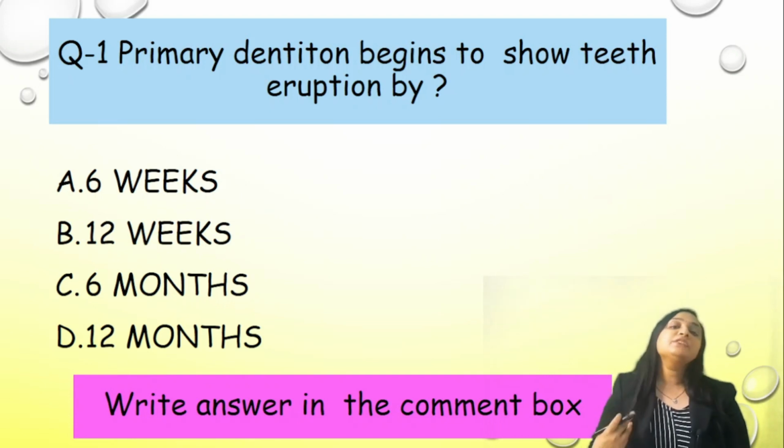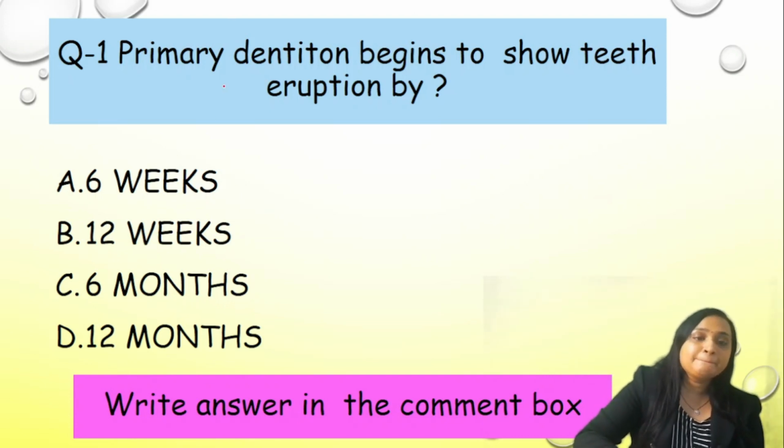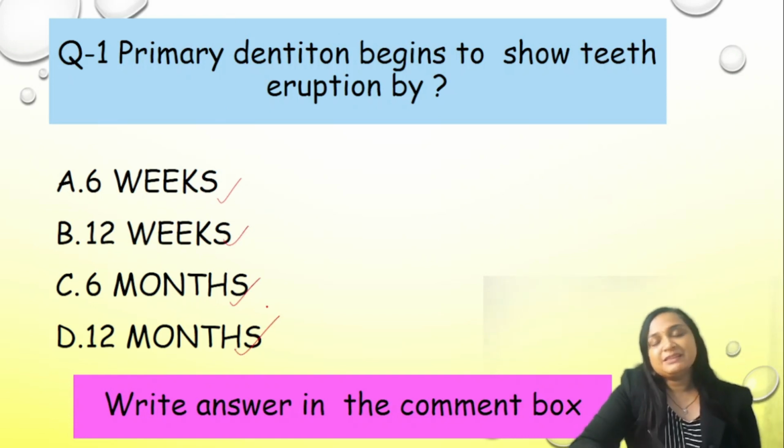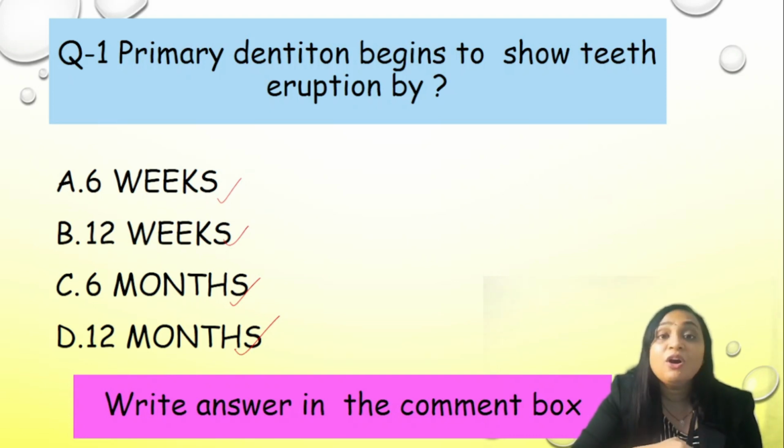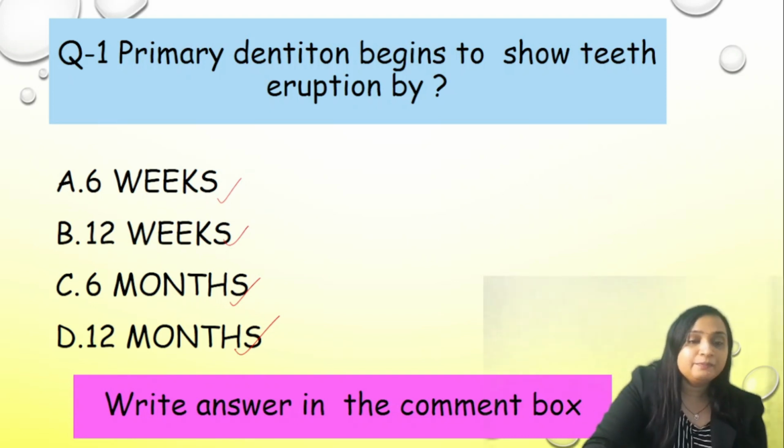Primary dentition begins to show teeth eruption by, your options are A 6 weeks, B 12 weeks, C 6 months, or D 12 months. I do suggest please write the answer in the comment box along with the question or else in your copy, because we'll have an upcoming video on the MCQ keys along with the concepts.